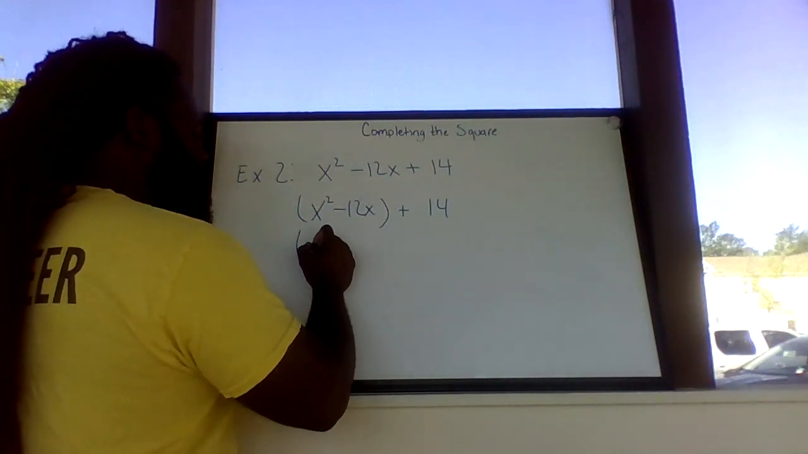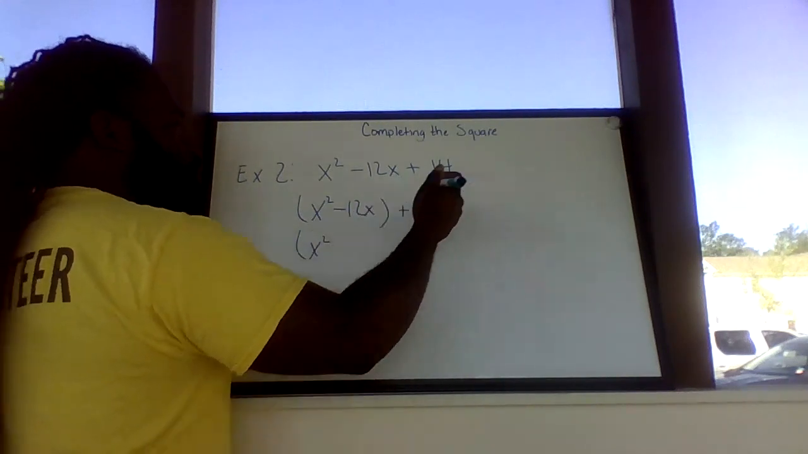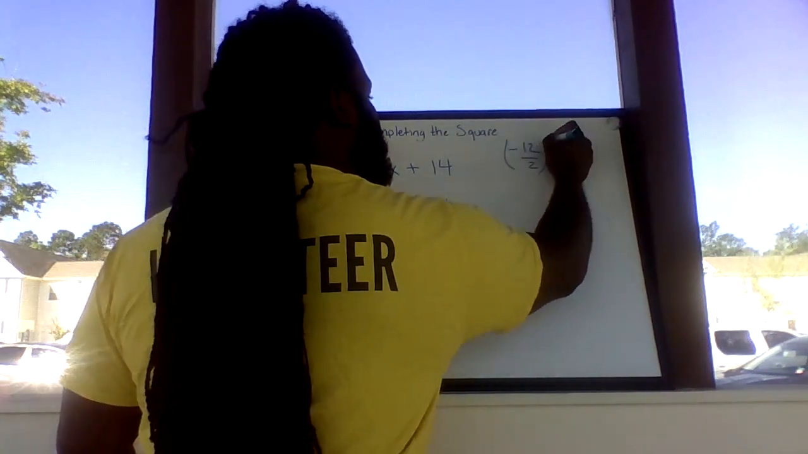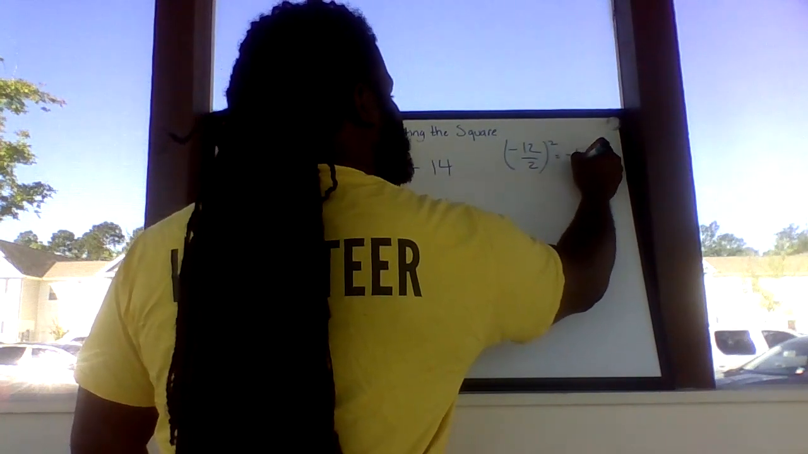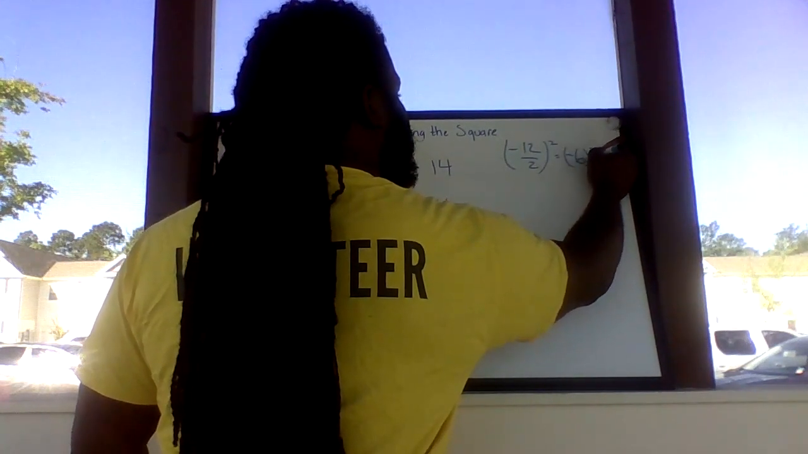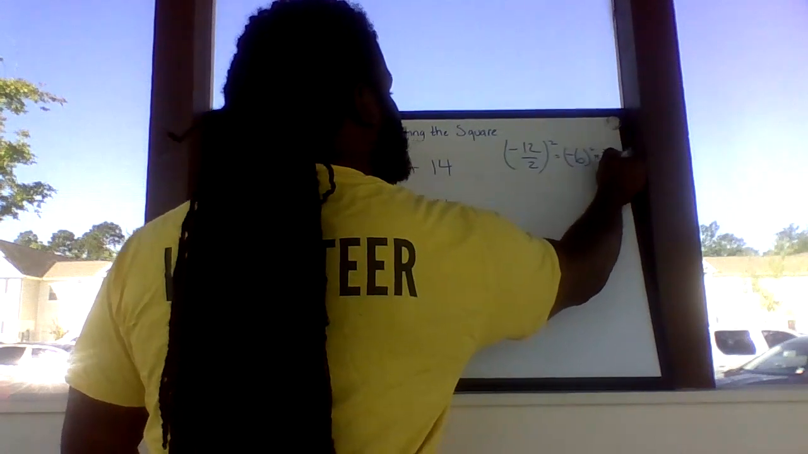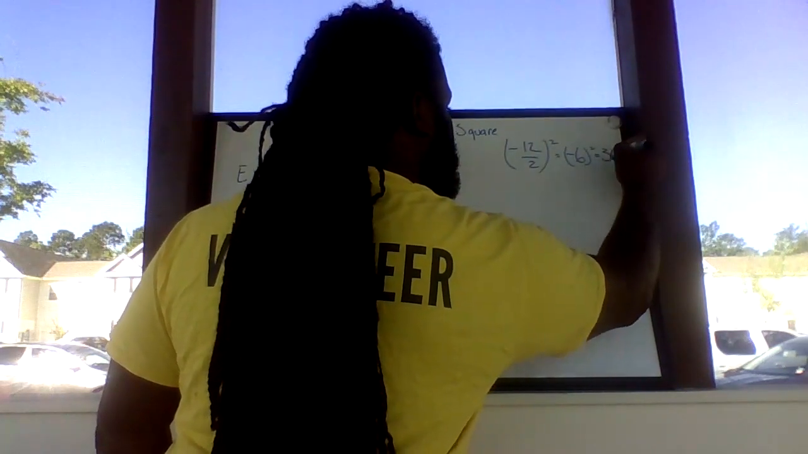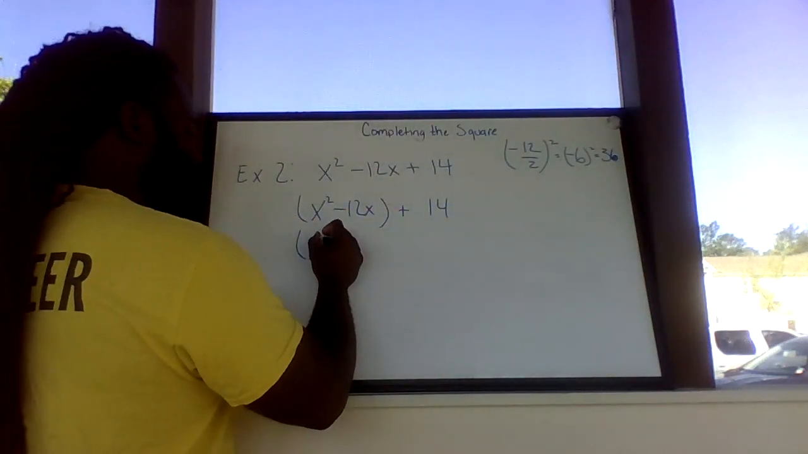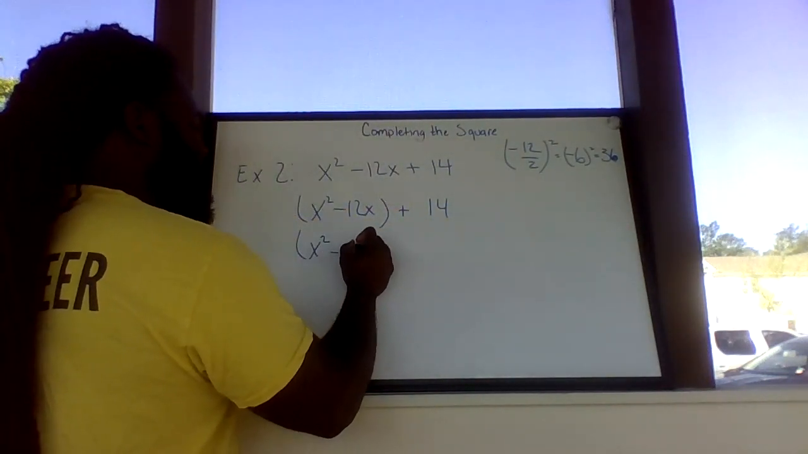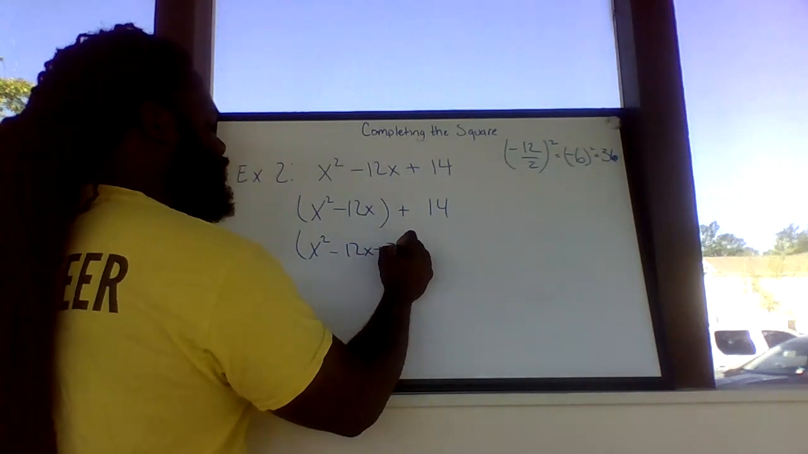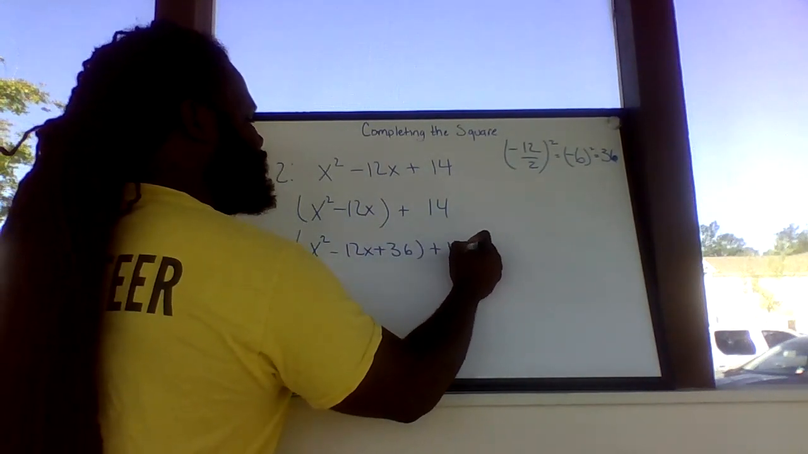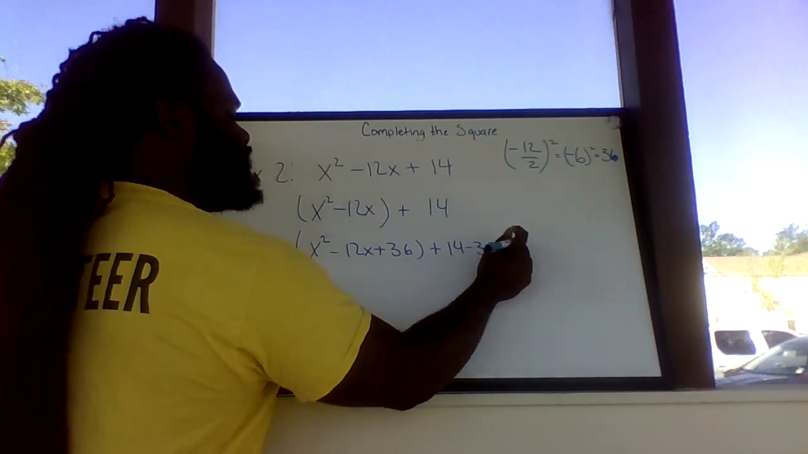What we'll have is x squared, then half of negative 12. That gives me a negative 6. We square negative 6. Negative 6 times negative 6 gives me a positive 36. So this gives me x squared minus 12x plus 36 plus 14 minus 36.